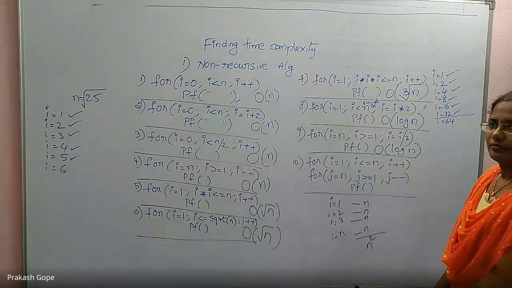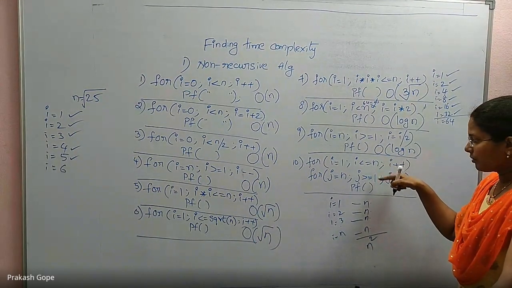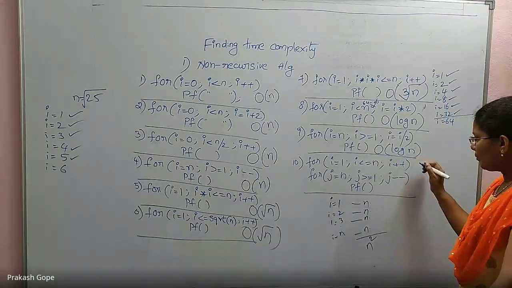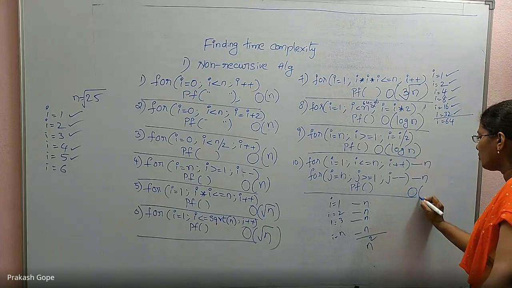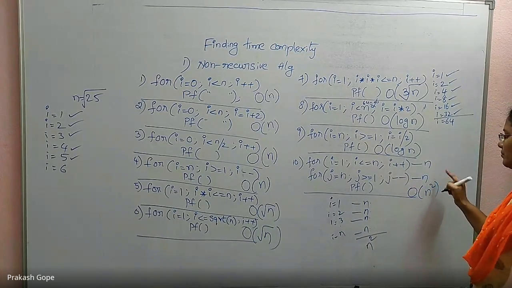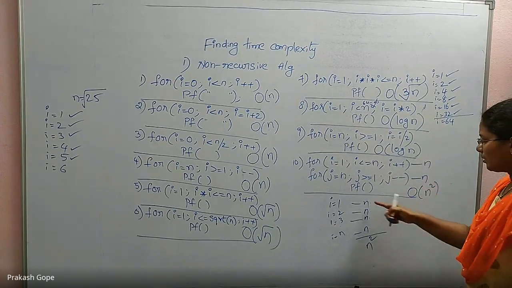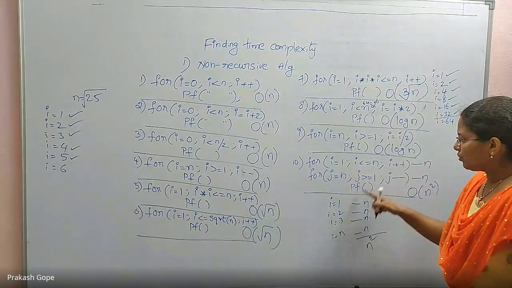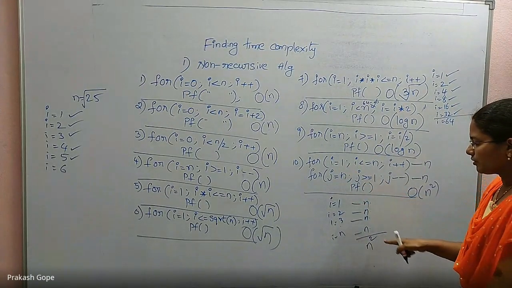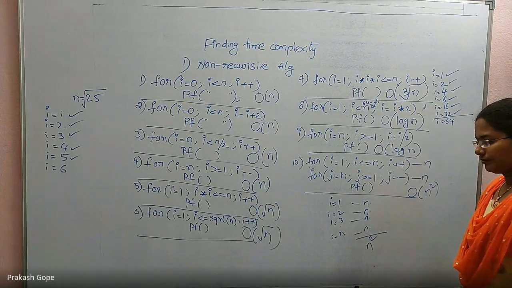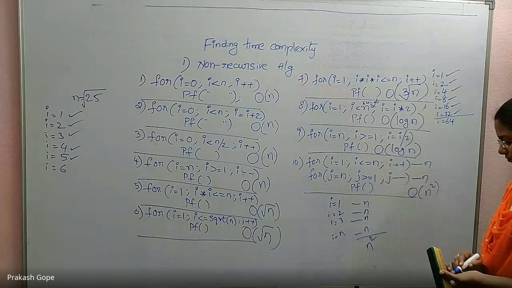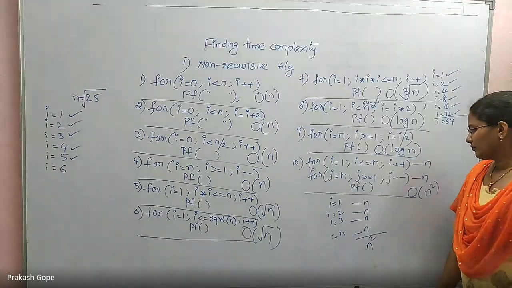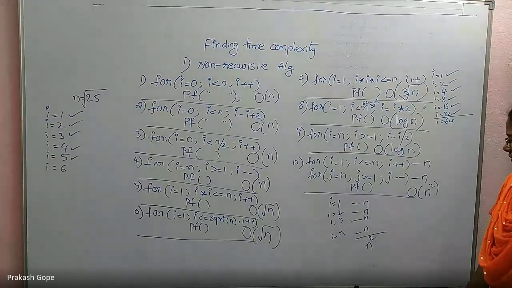Isn't this the time complexity of this for loop? The outer loop runs for n times, the inner loop also runs for n times. That's why the total time complexity is n into n, n square. How it is coming is like this: for each iteration of the outer loop, how many times does the inner loop get executed? That's what I have calculated. n plus n plus n and so on, n times, n square. Here it is clear, right? Yes, ma'am.